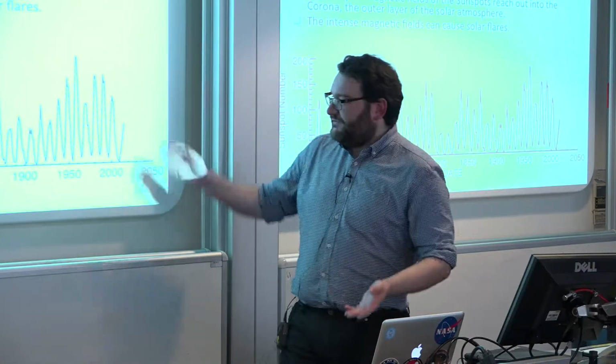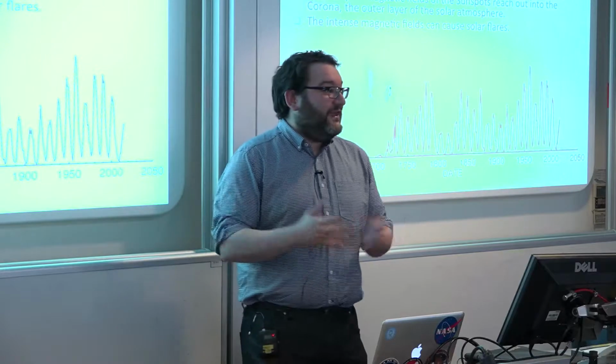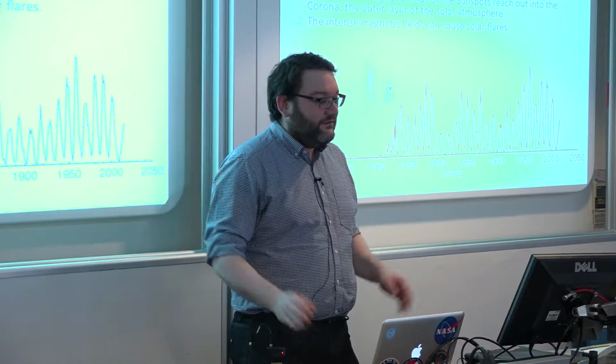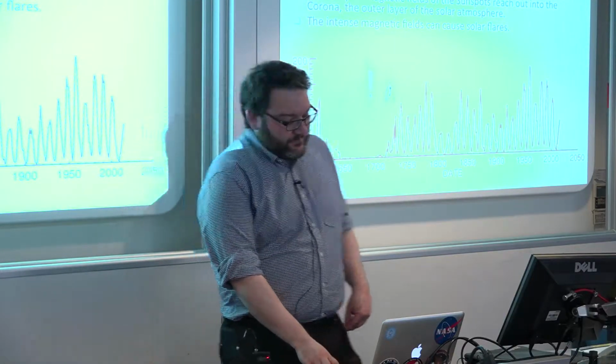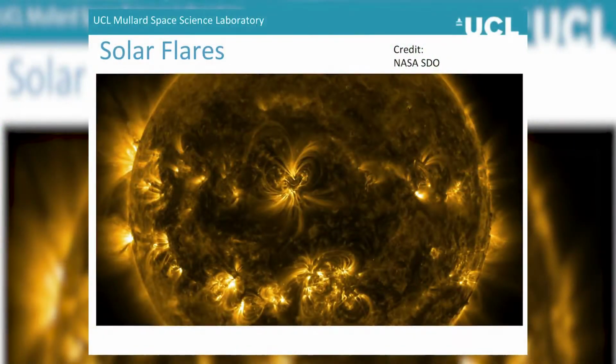Okay, so that's sunspots and solar activity, but so what? Who cares? Dark spots on the sun don't bother us, right? The problem is, sunspots cause solar flares. So look in the middle here. This very intense brightening and reconfiguration of the magnetic field is called a solar flare.